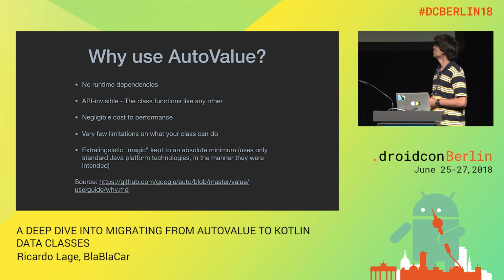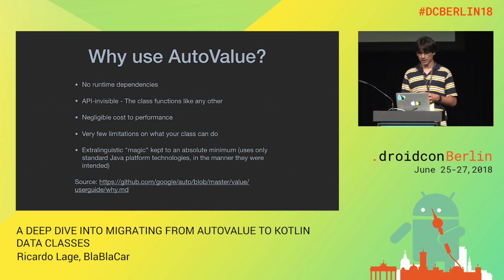So why use Autovalue? This is taken from their GitHub page, so these are the reasons that they explain. If you follow that link later, they have also a presentation where they explain more details about the advantages of Autovalue over different solutions. Basically, there are no runtime dependencies. Everything is generated at compile time. The API is invisible. The class that is going to be generated functions like any other in your project. There is very little cost to performance since everything is done at compile time. Your class is mostly like any other, so there's very few things you cannot do with it. There's then very little magic that is happening behind the scenes.